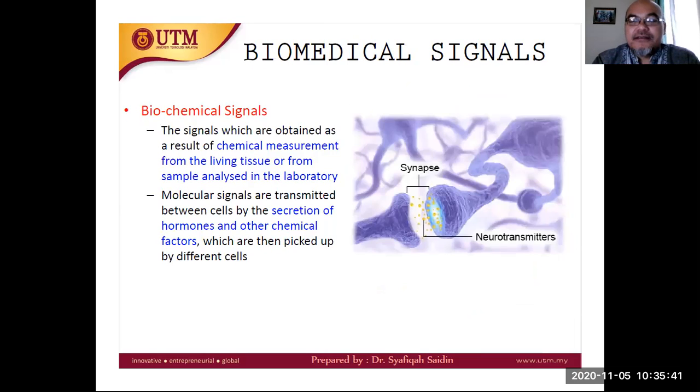Then biochemical signal, to measure the biochemical markers within the living tissue or in body fluid, to be analyzed in the laboratory. The molecular signals are transmitted within the cell by the secretion of hormones and other chemical factors.